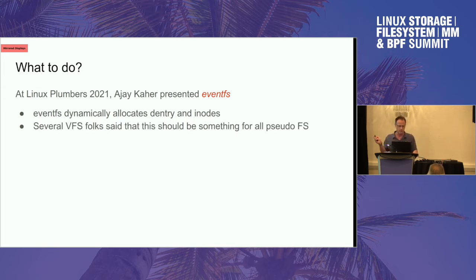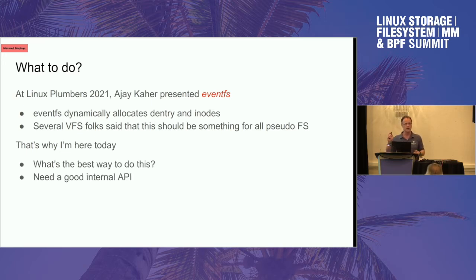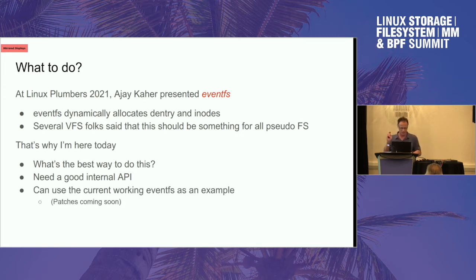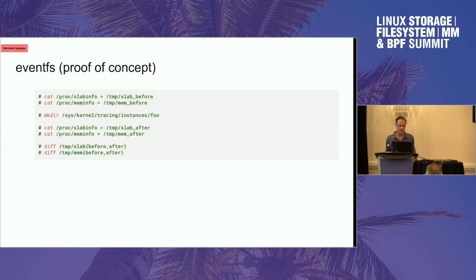I'm going to explain one of the reasons. I mentioned that at Plumbers, I brought this up. Ted was actually one of the people that said, hey, we should do a generic thing for everyone. And that's why I'm here today. Again, what's the best way to do this? We need a good internal API, not another frickin' hack. And I'm trying to stay within the code of conduct in how I express this. Right now I could just use the current EventFS stuff, but he hasn't sent the patches out to the mainline yet. He wanted me to review them before he did that. And like I said, I just got them on Sunday.